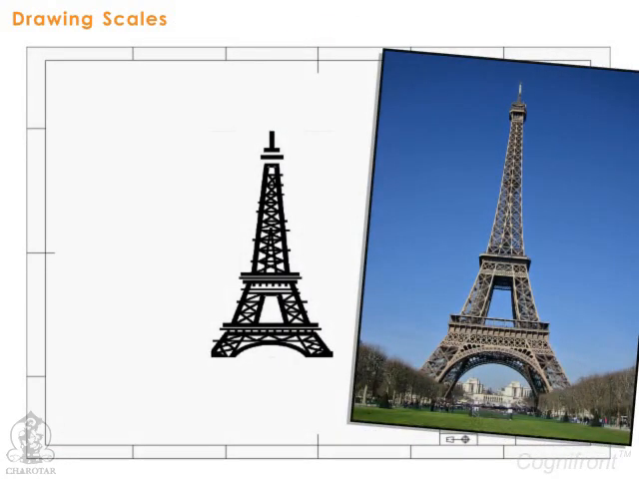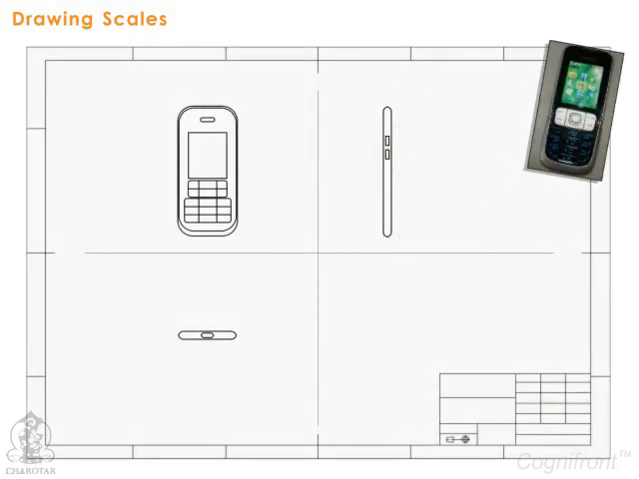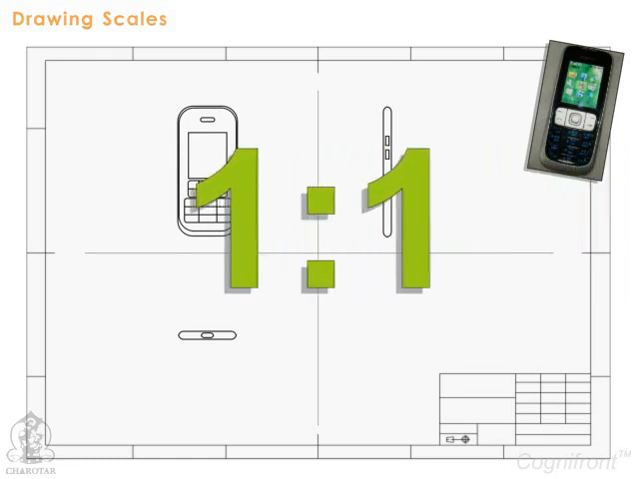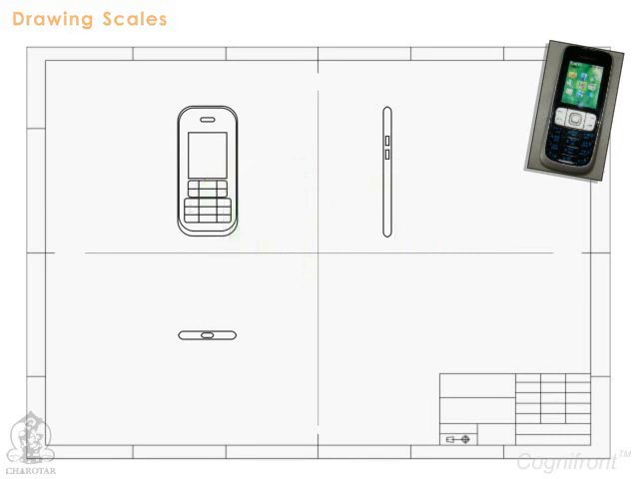For small objects, for example a mobile phone, the drawing of the prototype can be drawn to the same size as the original, that is 1:1 on the drawing paper. Such drawings are known as full-size drawings.